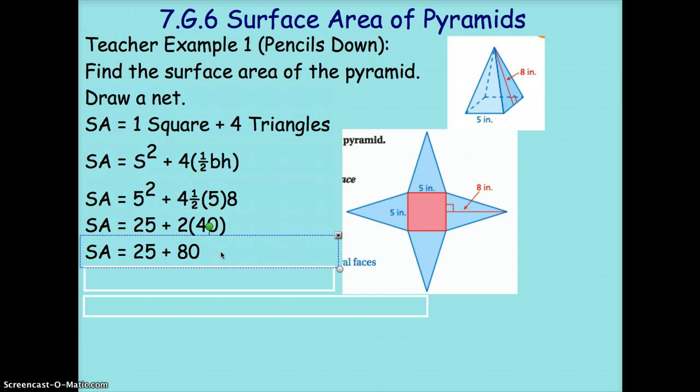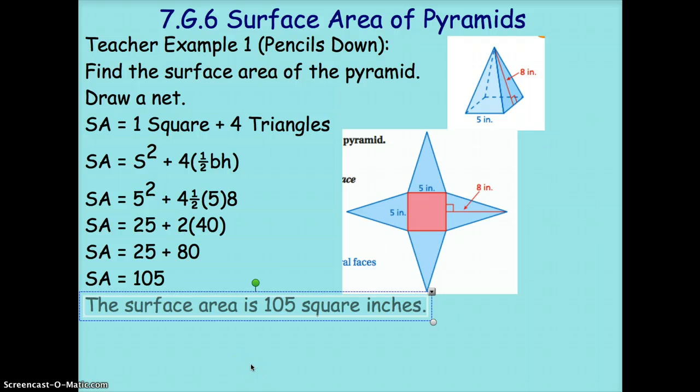Then I can go ahead and do my addition. So notice I've got 25 plus 80. I end up with 105. Now finally, as we know this is a word problem, we have our words in our answer. The surface area is 105 square inches. Don't forget, you need your units and you need to square those units in order to have your answer correct. So watch out for that on all quizzes.